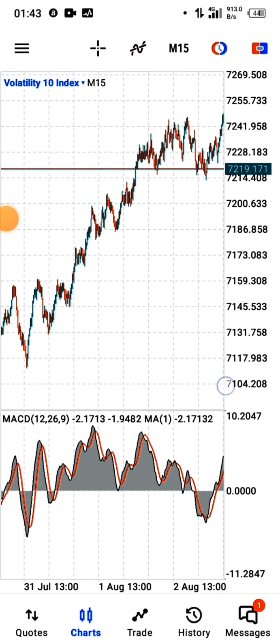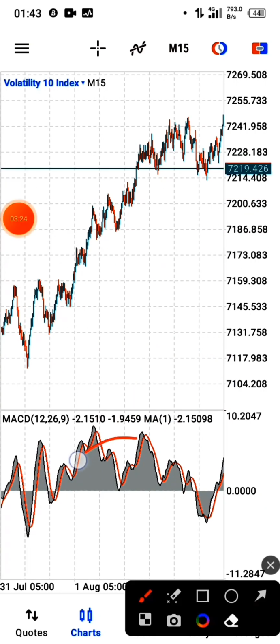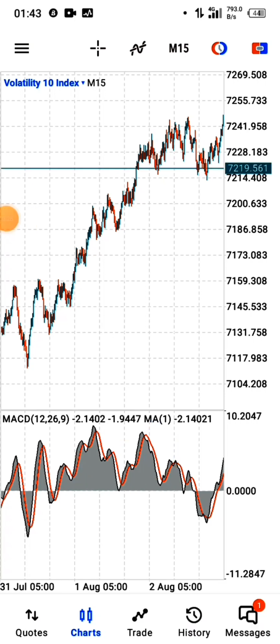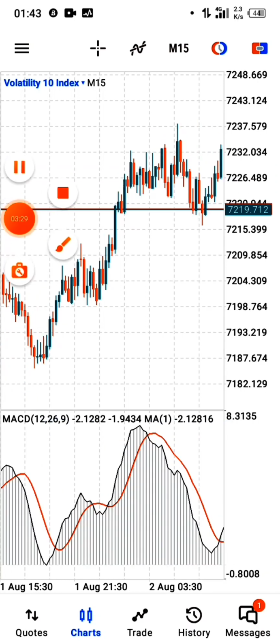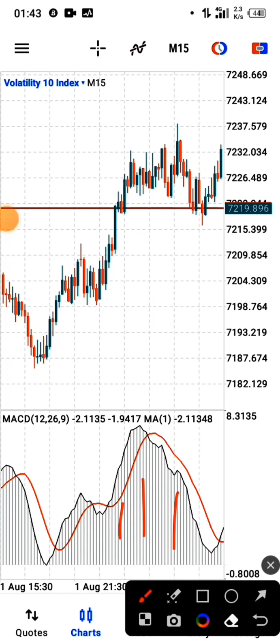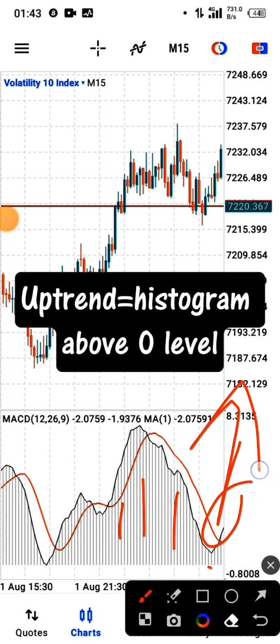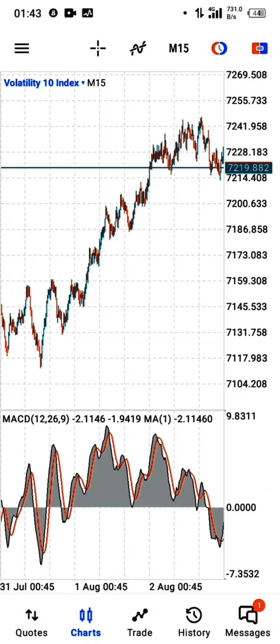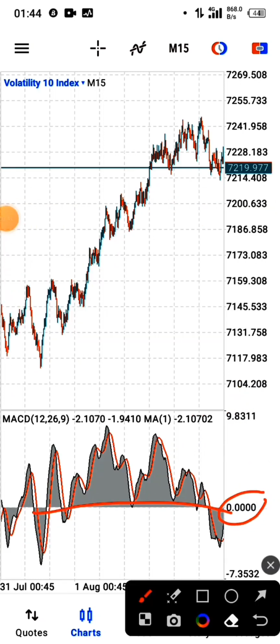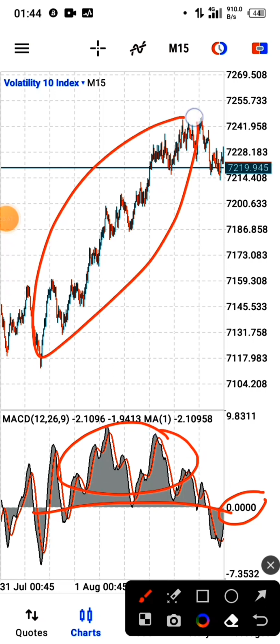Here on our 0 level, if the MACD histogram, these small bars, let me zoom in so that you can see the bars. If these small bars are above the level 0, it shows that the market is going up, it's in an uptrend. For this example, I've got our 0 level over here, and our histogram is above the level 0, it's an uptrend, and as you can see, we are trending up.